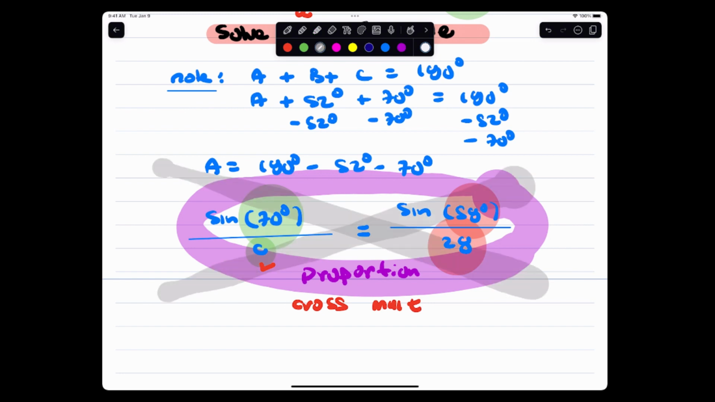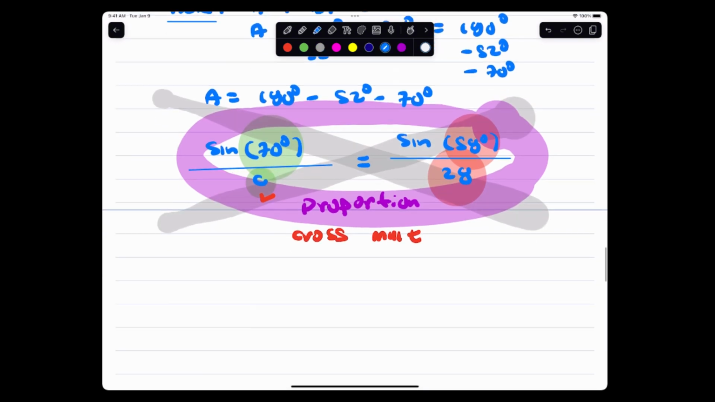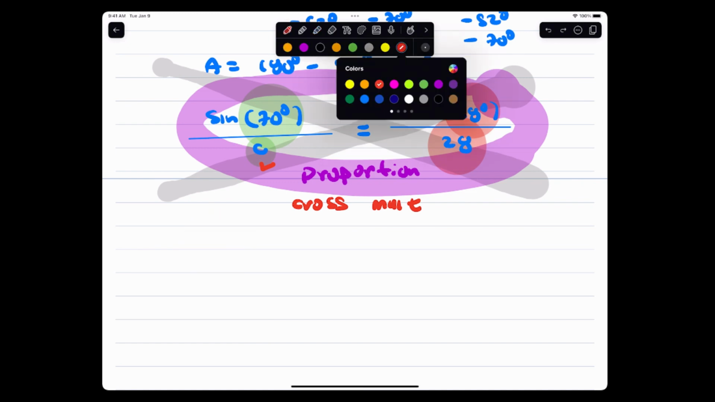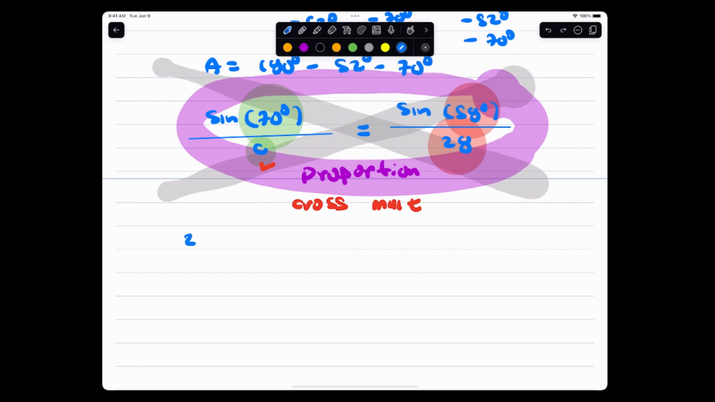Okay. Good morning, ladies and gentlemen. Finally get to do some work. What does that mean? Isn't this going to be now what? Let's write it down. This is why we did what we did. This is 28 times sine of 70 equals little c times sine of 58 degrees.